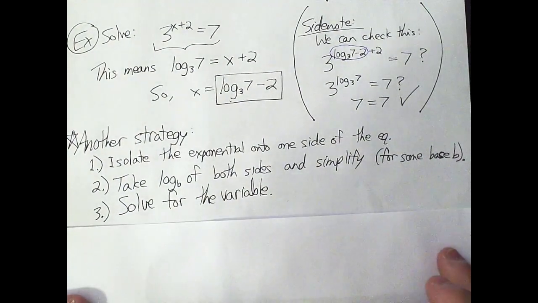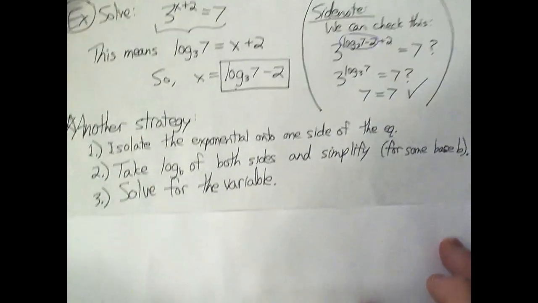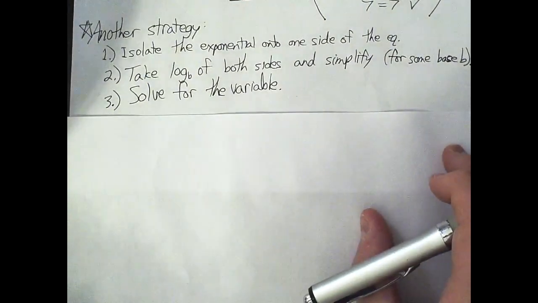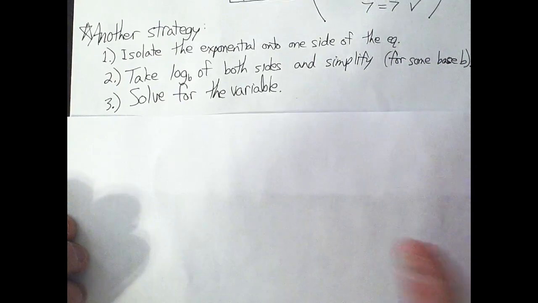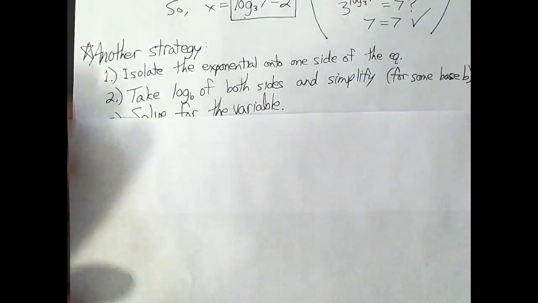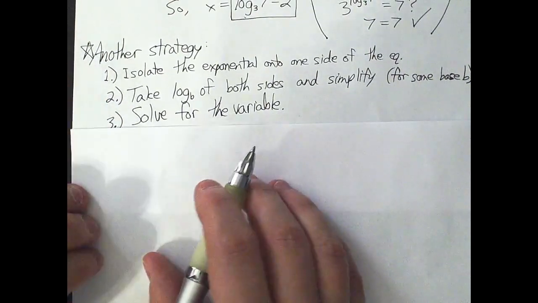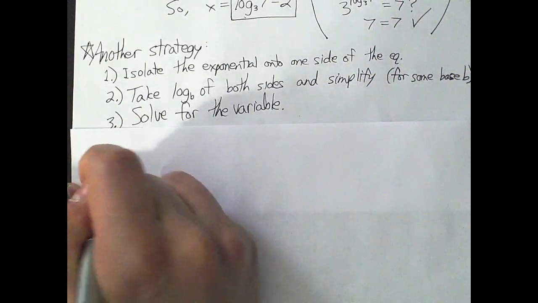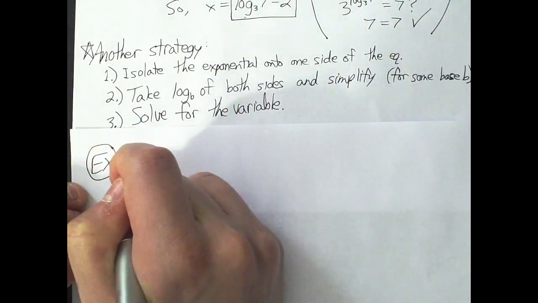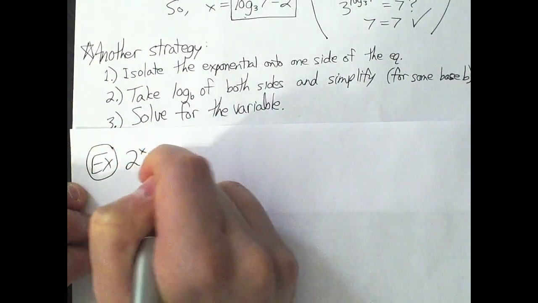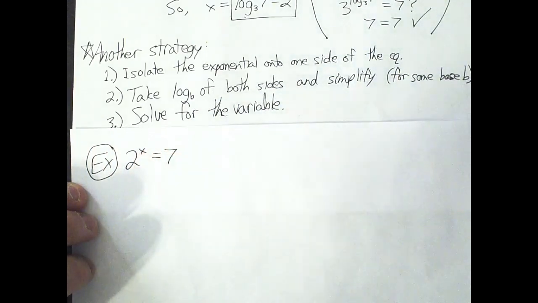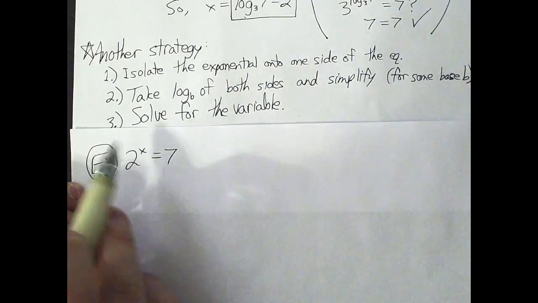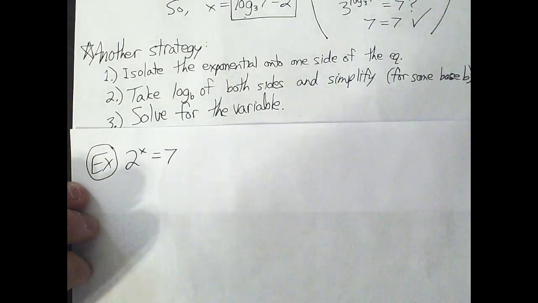I actually want to demonstrate this three-step process by showing it to you on the two problems that we just did. So we're going to revisit the two examples, but we're going to use this process and see what it looks like. So for example, 2 to the x equals 7. What would it look like in this strategy? Well, first we would isolate the exponential on one side. It already is on one side. The exponent only appears on the left. So step 1 is done.